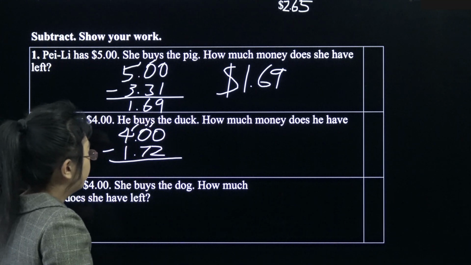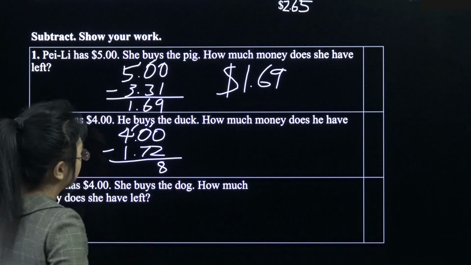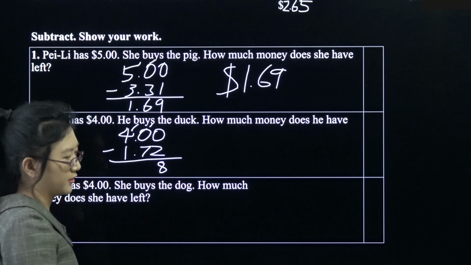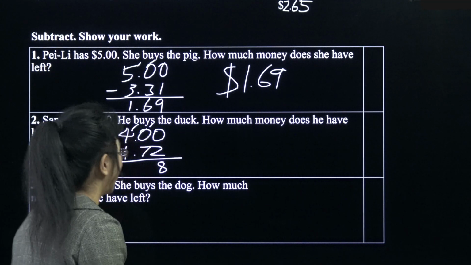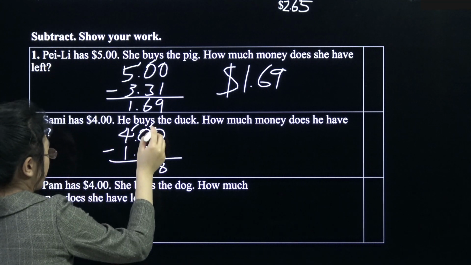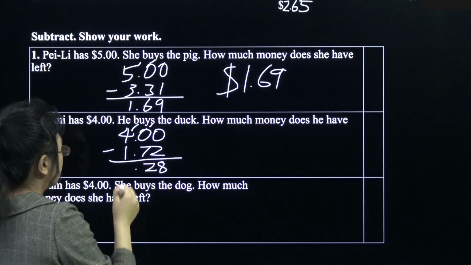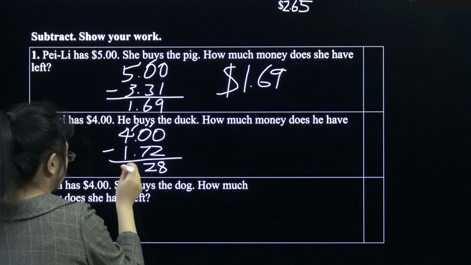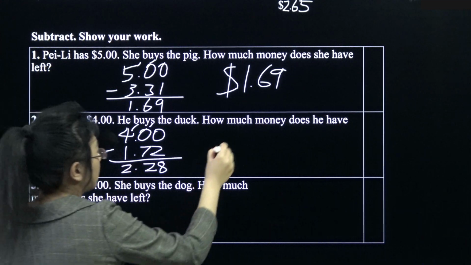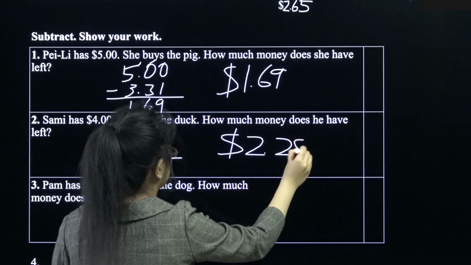Double regrouping. 10 minus 2, 8. Obviously, because by this point, you should know that 10 minus 2 equals 8. And 10 minus 1, 9. 9 minus 7, 2. Decimal. 4 minus 1, 3. 3 minus 1, 2. He has $2.28 left.